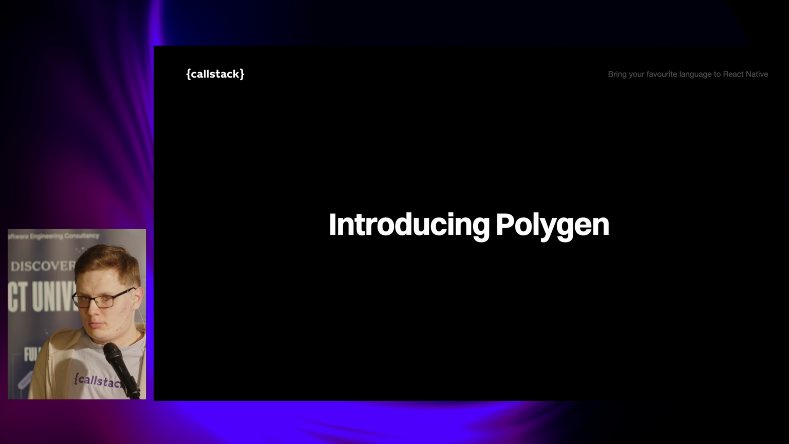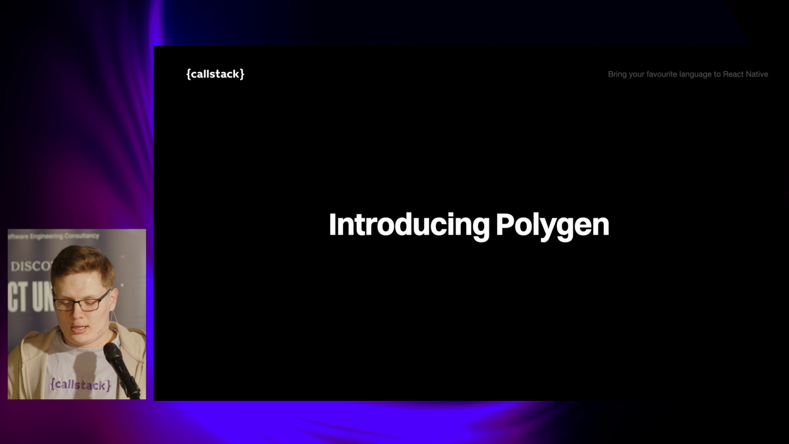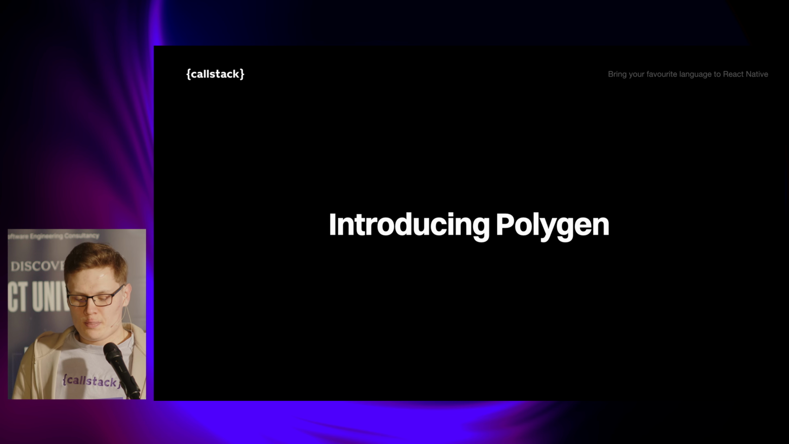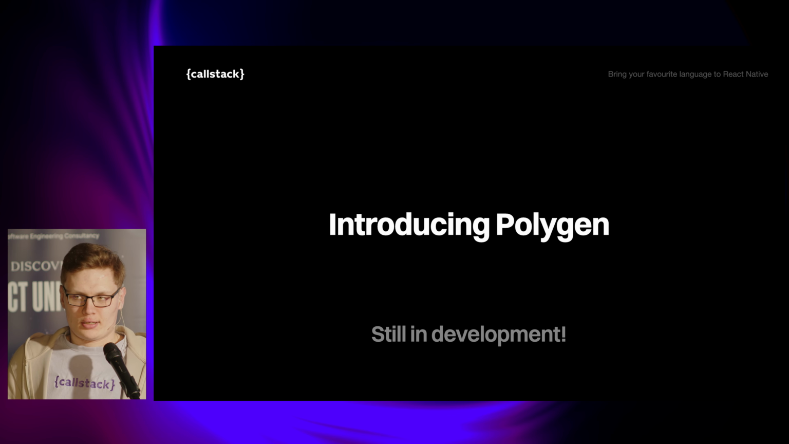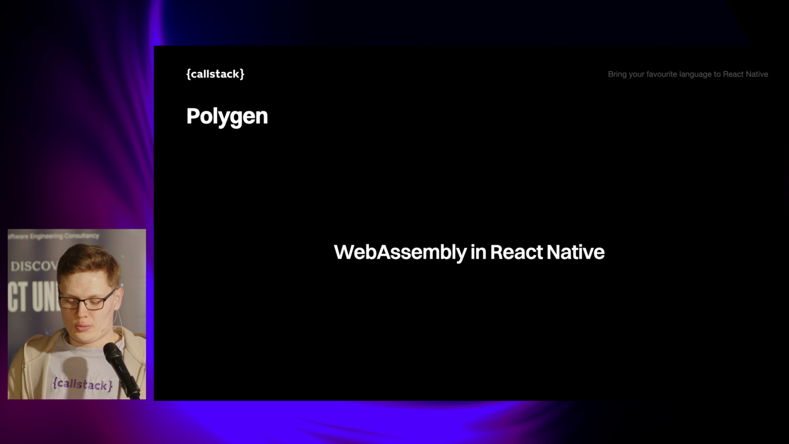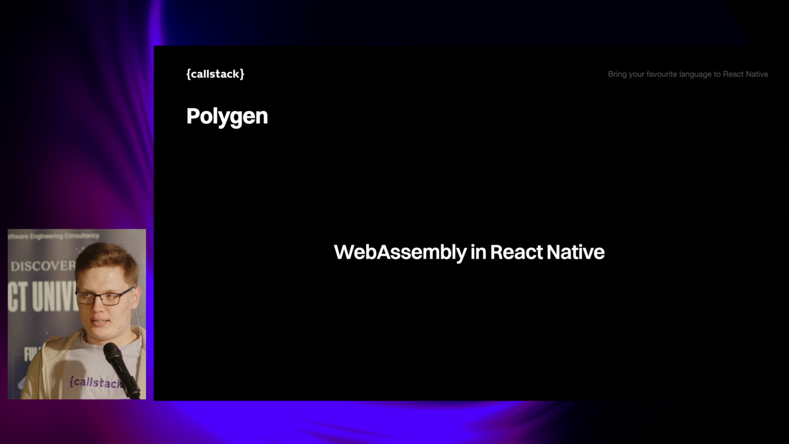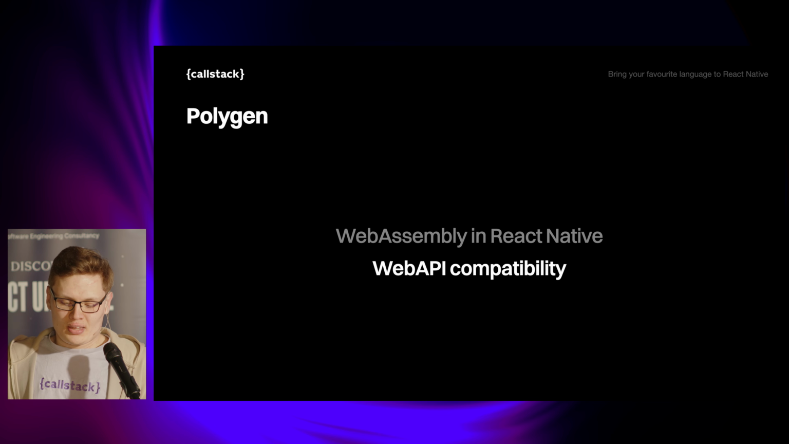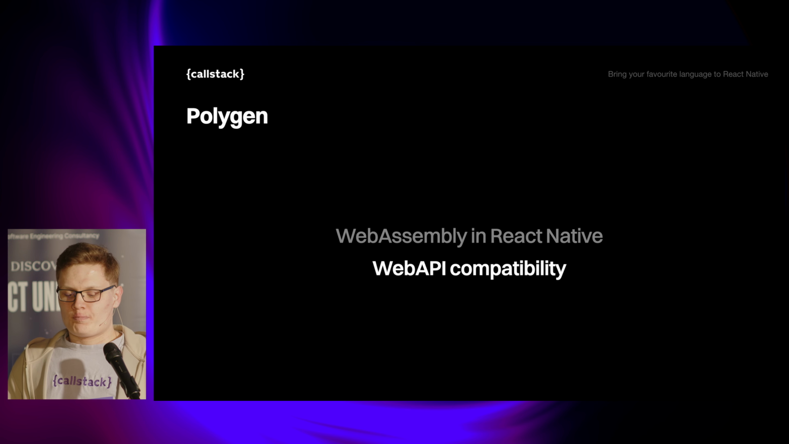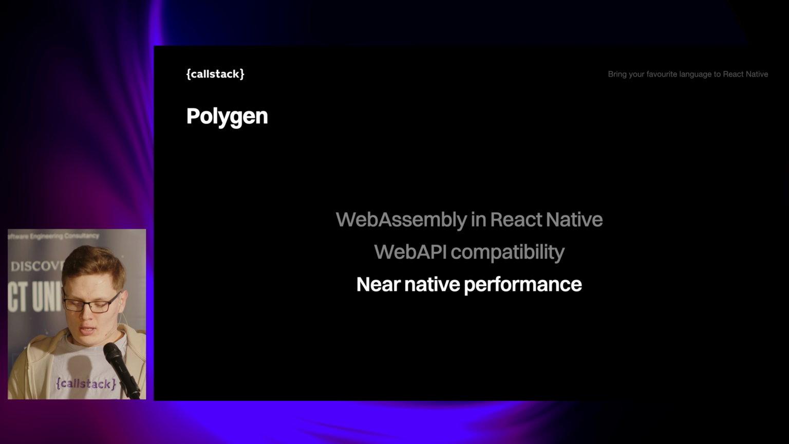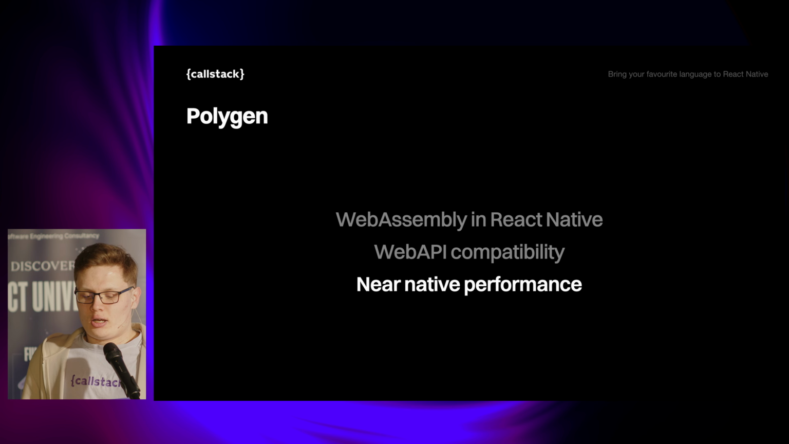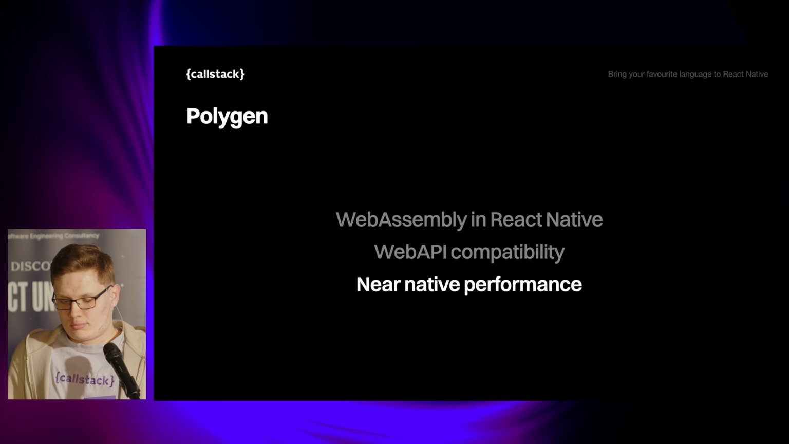So where does this lead us in the context of React Native? I would like to introduce you to our new project called PolyGen, which is still in active development, just a quick note. So what does it do? It's a toolkit for embedding WebAssembly in React Native. It provides web API compatibility. So if you have a web app that already uses WebAssembly and it's using the web API for doing so, which it probably does because that's the only way you can use WebAssembly, it works in React Native, works out of the box. It provides near-native performance.